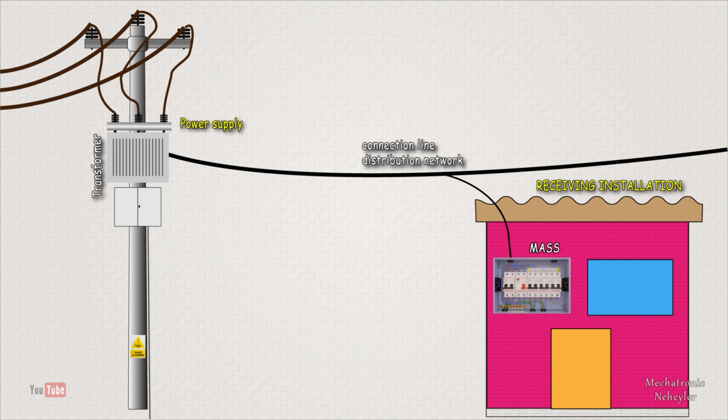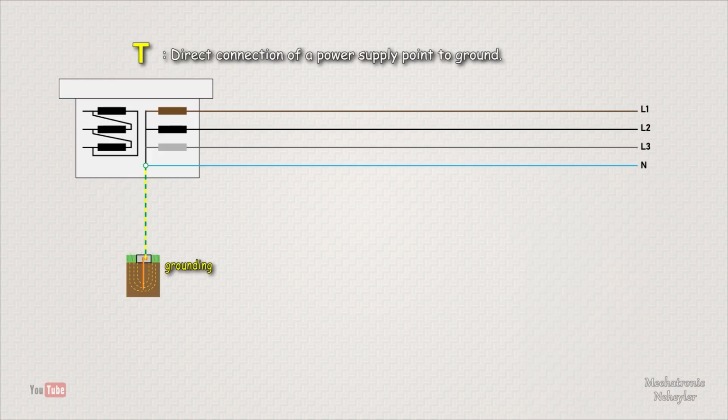In the distribution network there are almost always three-line or phase cables and a neutral cable, but since we mostly use a single-phase voltage, then only one line cable plus the neutral is used. In the distribution scheme, for the first letter that refers to the transformer or power supply, we use the letter T if there is a direct connection to ground from some point, which is usually from the neutral.